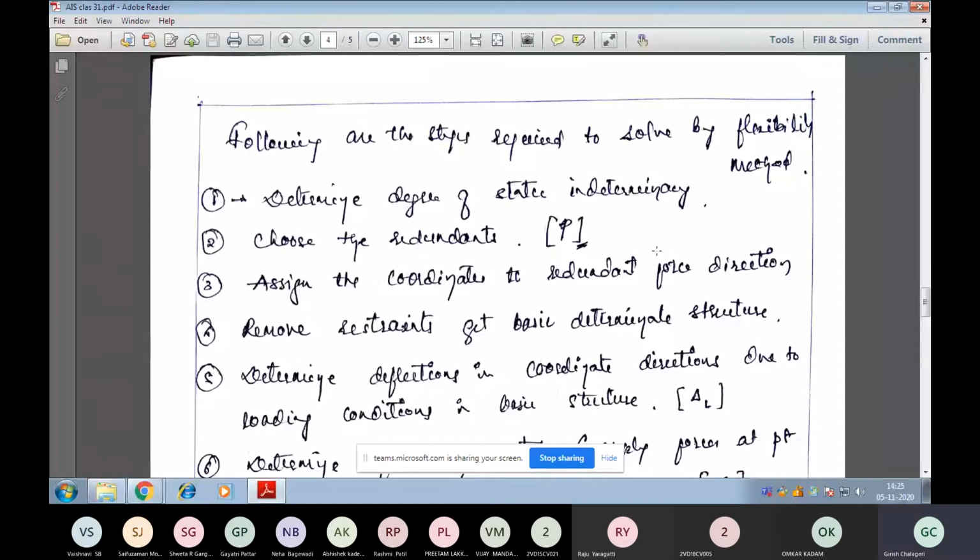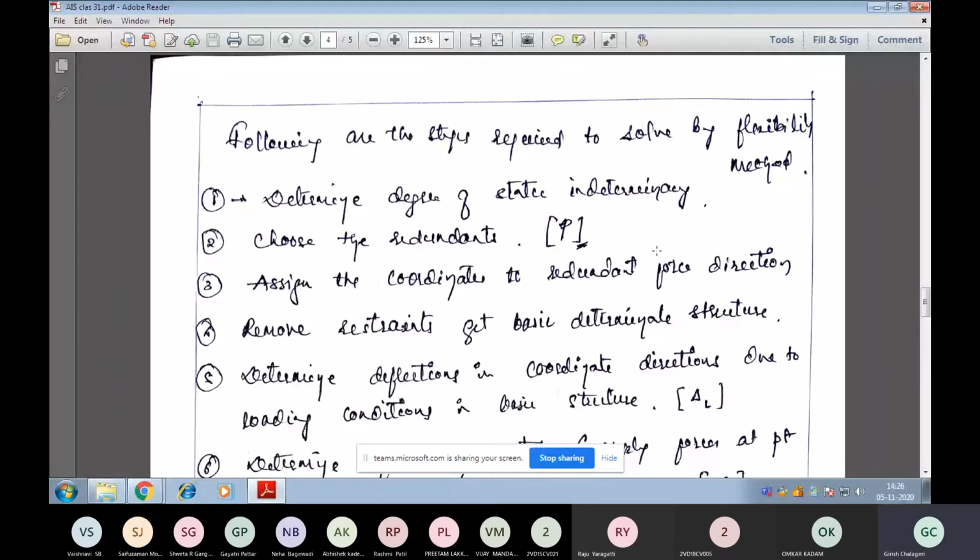Whenever a question is given, we need to find the degree of static indeterminacy, that is, the number of unknowns which are more than the equations of equilibrium. How many numbers are there? Those are called the number of unknowns. Then we choose the redundant force. What does redundant mean?